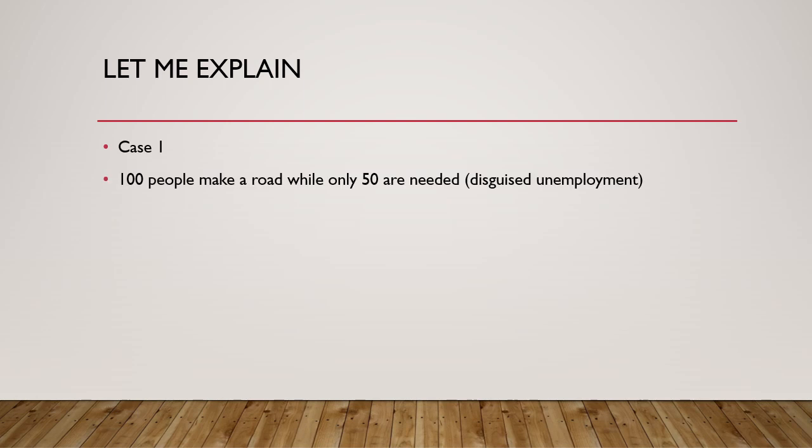Let me explain by an example. Let's say there's a project of making a road and 100 people are employed in that project, while only 50 are needed in actual. This is what we call disguised unemployment. Now, in an adjacent commercial building, there's work going on, and the contractor, let's say contractor B of that building, approaches contractor A, who is on the job of making the road.